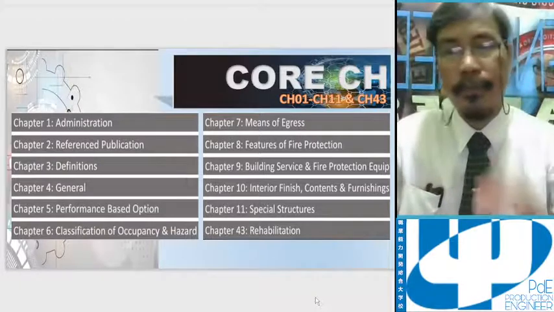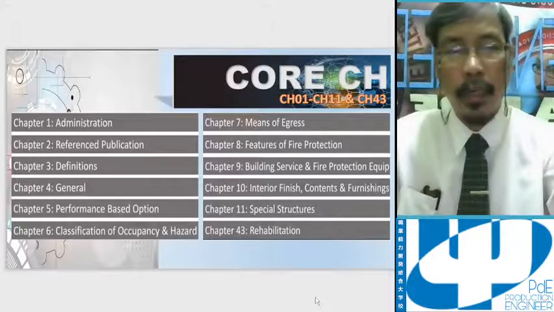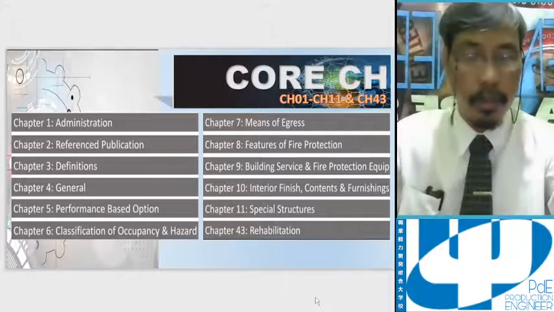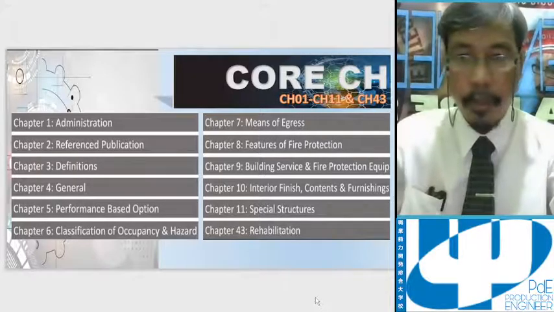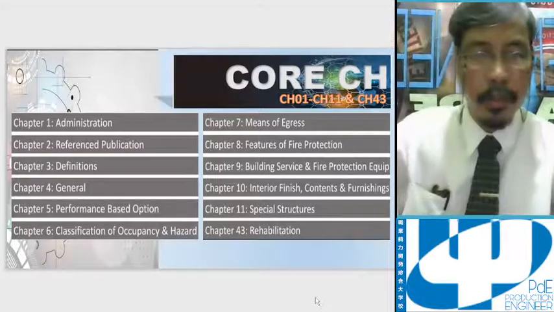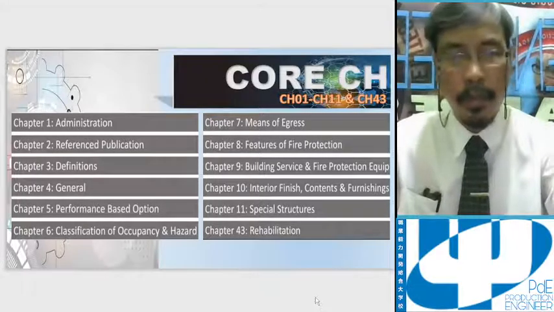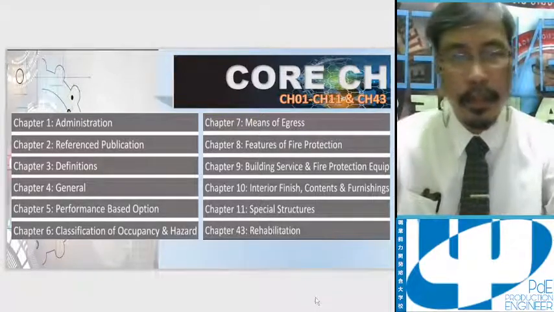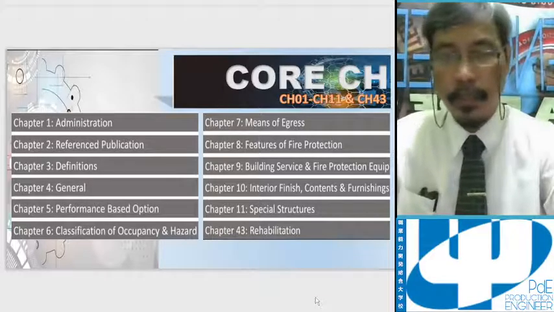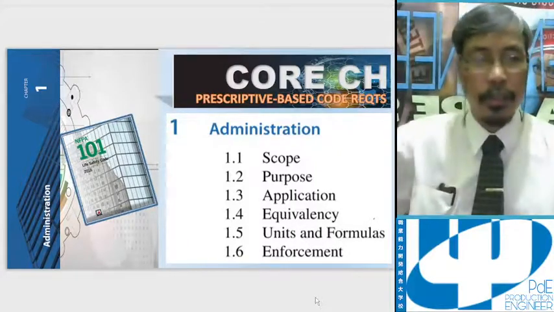As we know, we have core chapters 1 to 11 and including chapter 43. So these are shown here. Chapter 1, administration. Chapter 6, classification of occupancy. Chapter 7, and so on, up to chapter 11, and including chapter 43 on this list. Now, let us one by one discuss each of these.